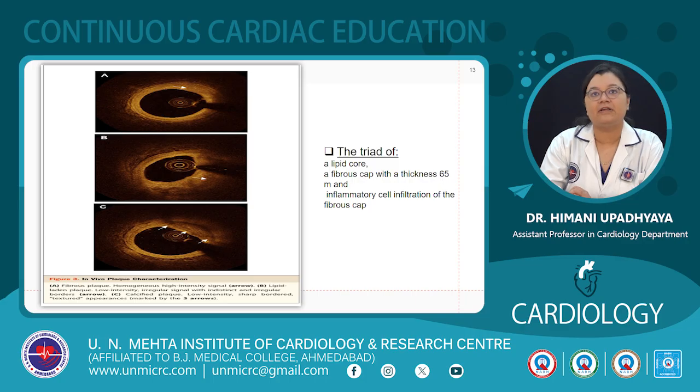For atherosclerotic plaque assessment, as we can see in image A, there is a homogeneous high intensity signal suggestive of fibrous plaque. In image B, there is a lipid-laden plaque, that is a low intensity irregular signal with high attenuation, and in image C, there is low intensity with sharp borders and low attenuation, and that is suggestive of calcified plaque.